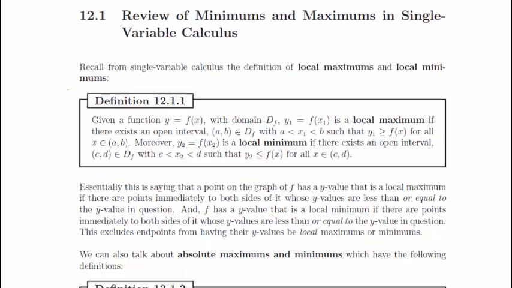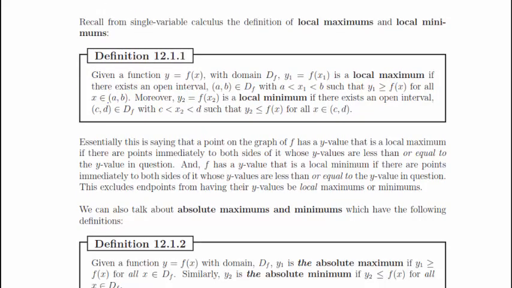So section 12.1, review minimums and maximums in single variable calculus. Recall from single variable calculus that the definition of a local maximum or a local minimum is the following. Definition 12.1.1. Given a function y equals f of x with the domain D sub f, then y1 equals f of x1 is a local maximum if there exists an open interval a to b in the domain of f where x1 is between a and b, such that y1 is greater than or equal to f of x for all x in the interval a comma b.